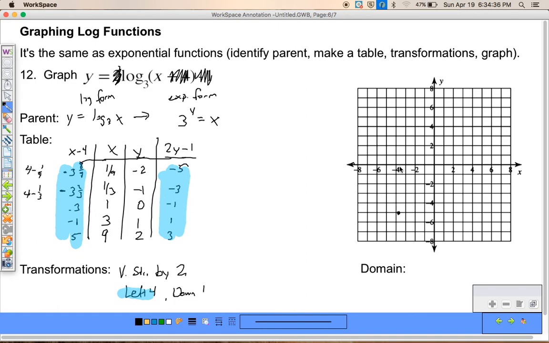A little bit beyond that, ever so slightly beyond that, we're going to -3, and then at -3 we're at -1. At -1 we are at 1, and at 5 we are at 3. And that's our graph then.